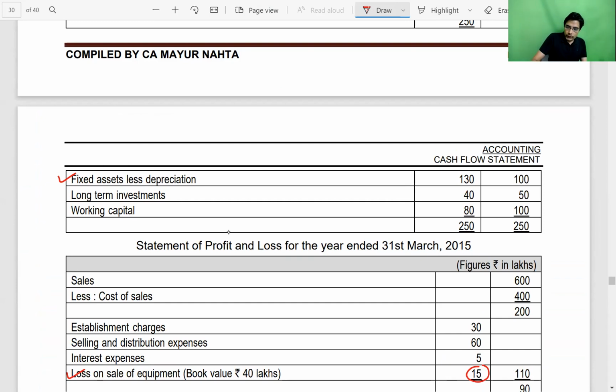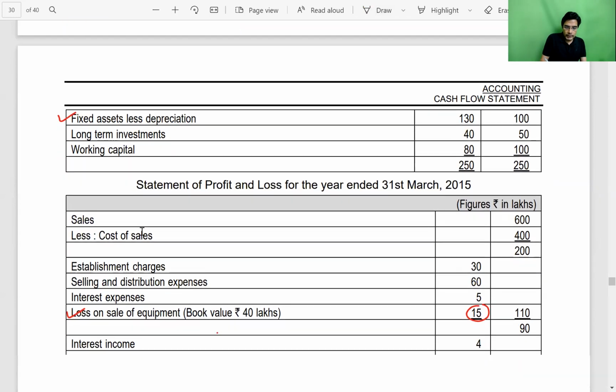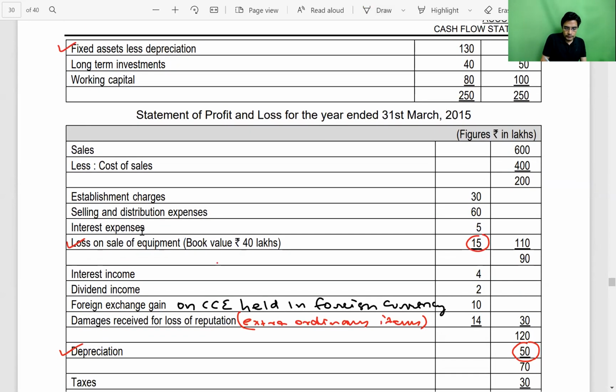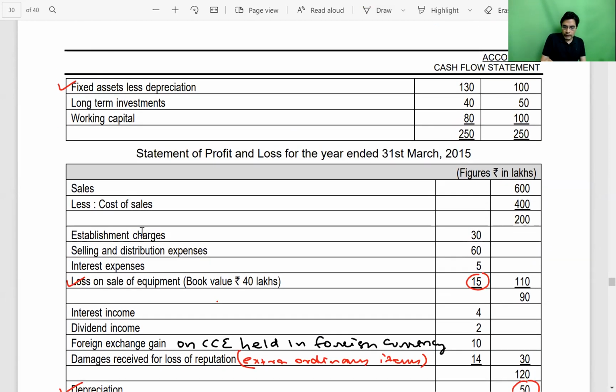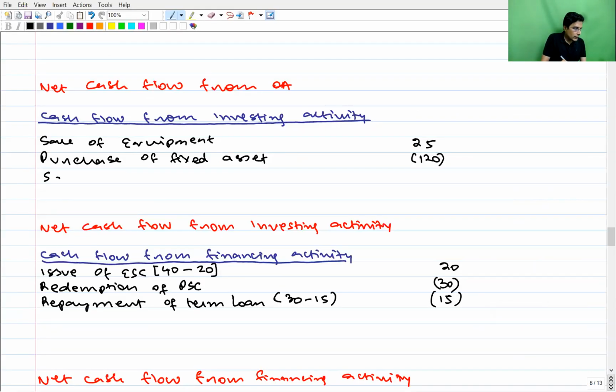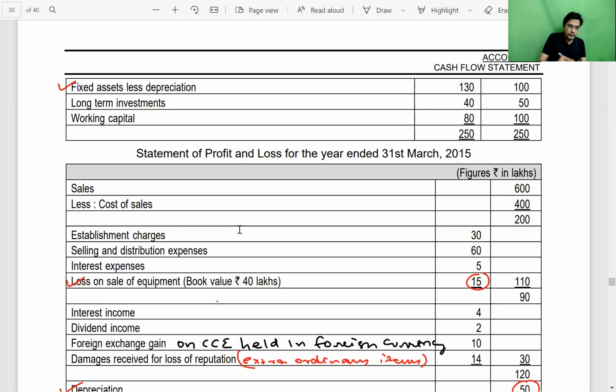Okay, long-term investment. From 50, it became 40. So we have sold investments. Nothing mentioned. In the P&L account, they have not given any profit or loss on sale of investment. We will assume that the investments were sold at book value. So sale of investment 10. This means it has been sold at book value.